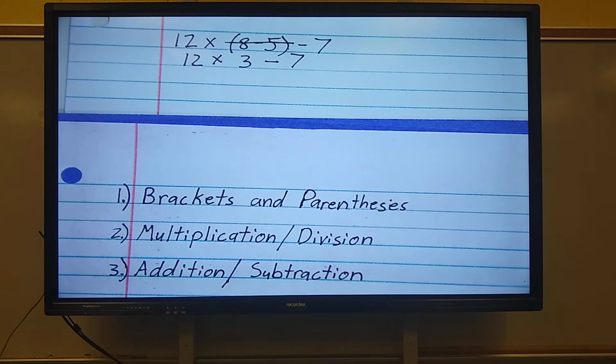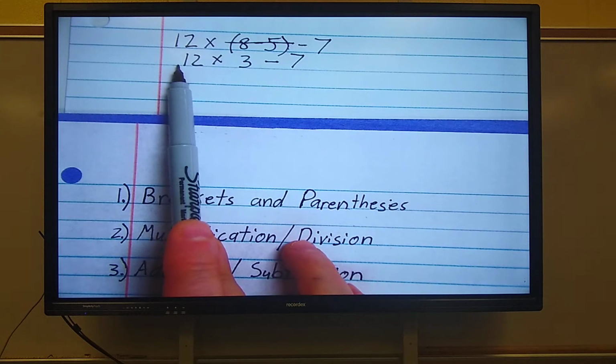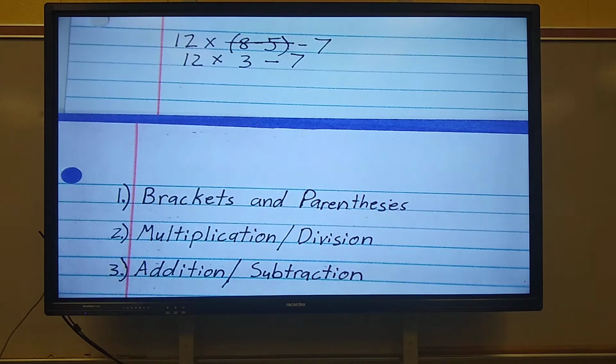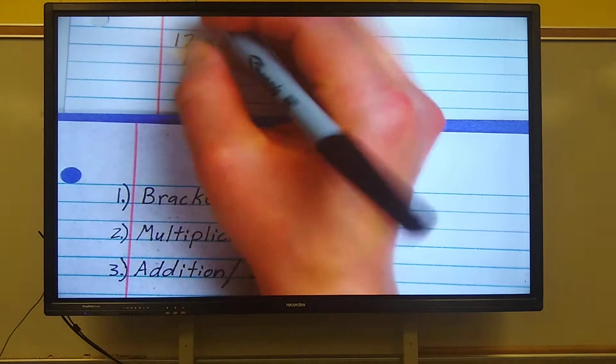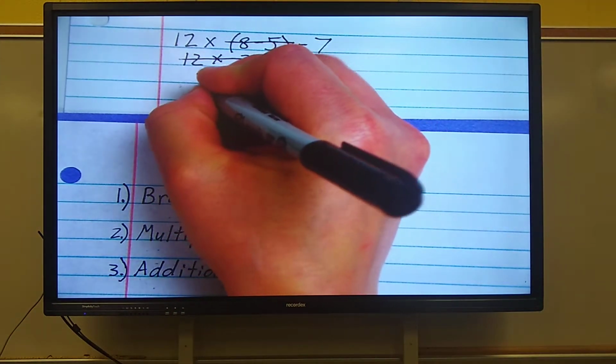Moving on to the next step. Multiplication and division, left to right. You start at the beginning of the problem. Anytime you come across any multiplication or division, you solve that problem. There's multiplication right there. 12 times 3. So I'll do that next. 12 times 3 is 36.